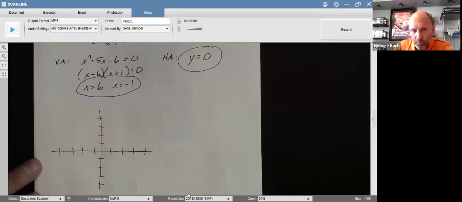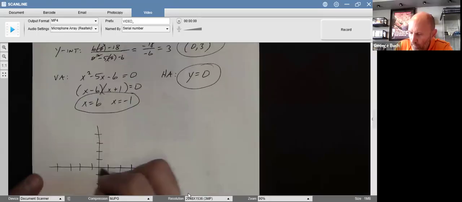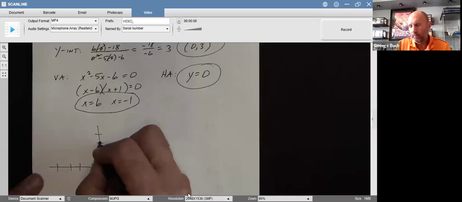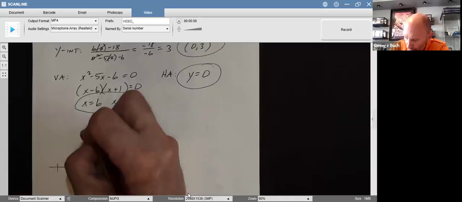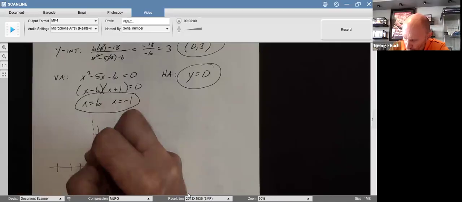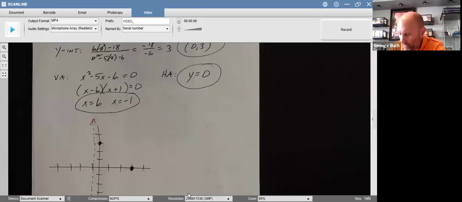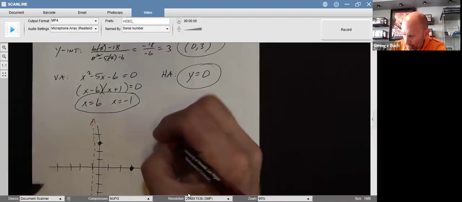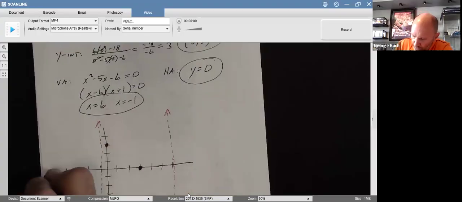so my x-intercept is at 3, 0. My y-intercept is at 0, 3. Then I have two asymptotes, one at -1. One at +6. And then a horizontal at y equals 0.